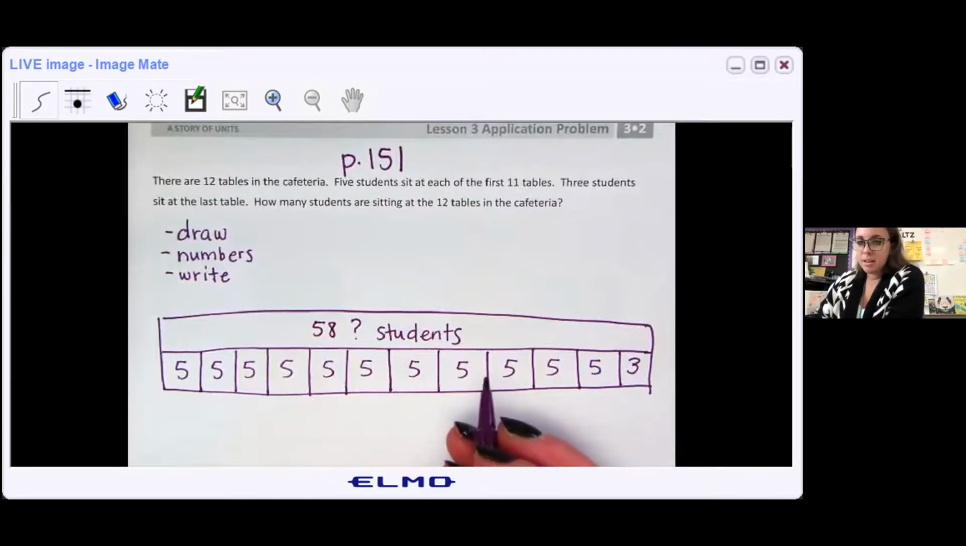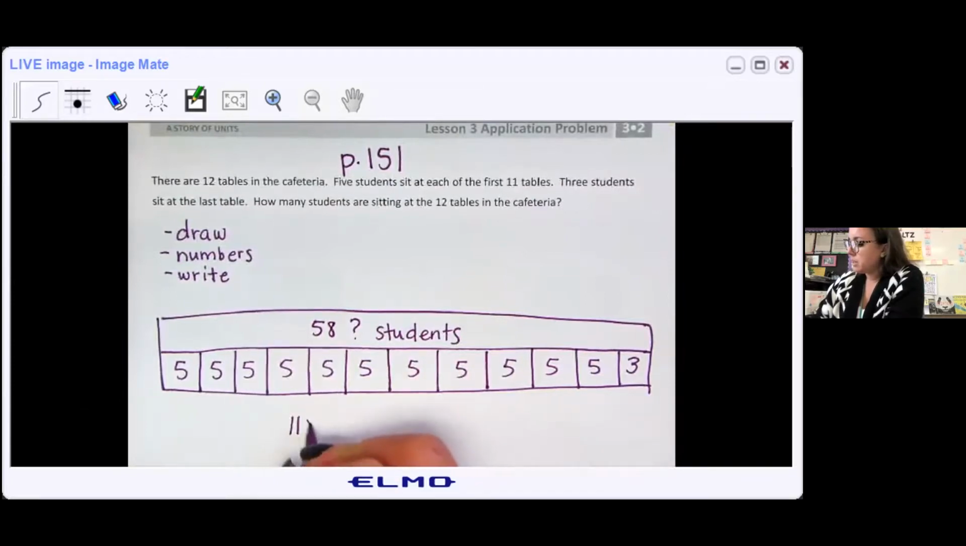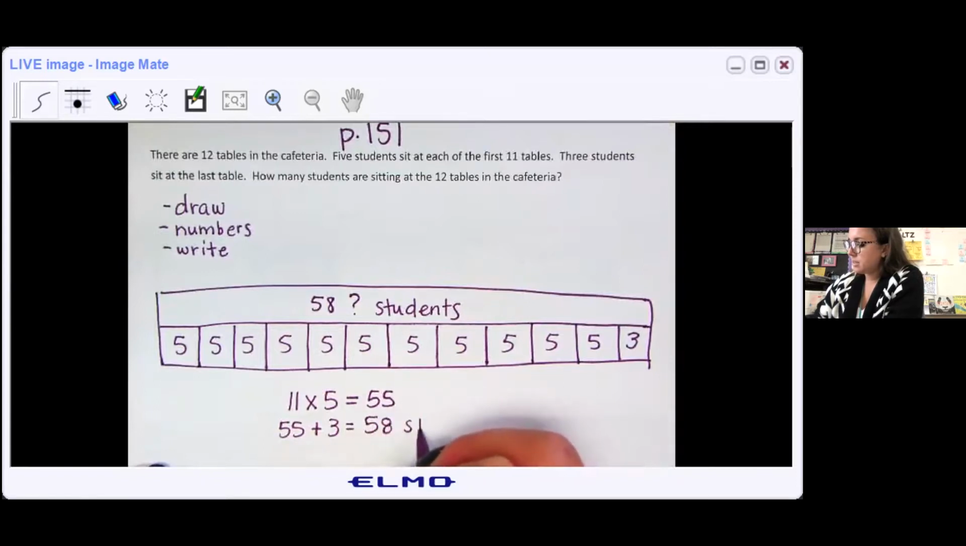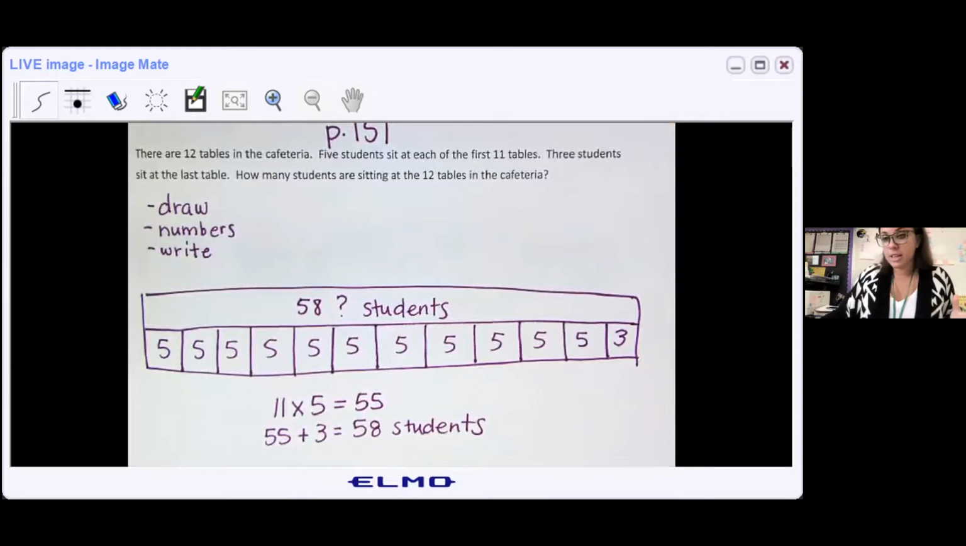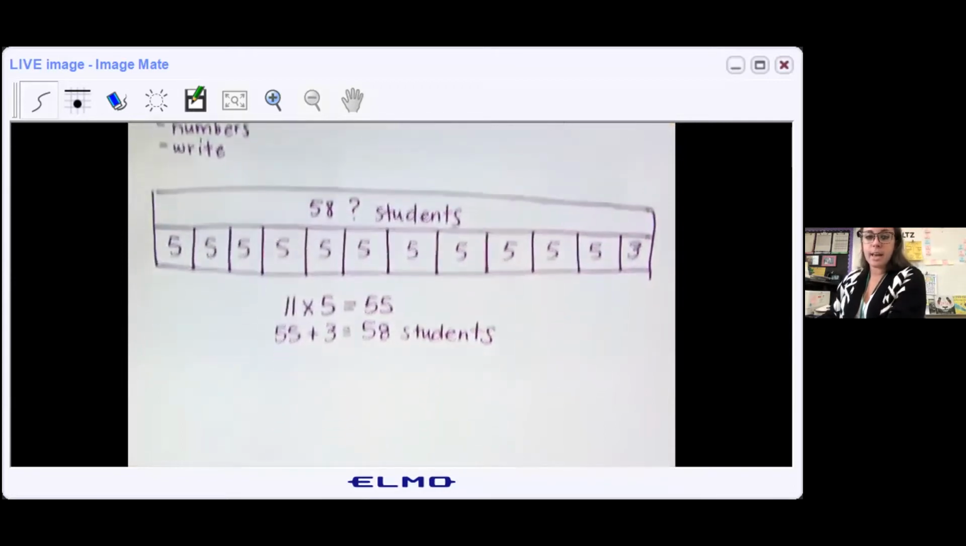So what does this mean? How do I write this in a number sentence? Well, first, I saw 11 groups of 5, and that got me 55. Then I added 3 to get me 58 students. If you need to pause to get this picture down, or if you had another picture, that's great, but you should have also gotten 58 as your answer. We should have all gotten that.